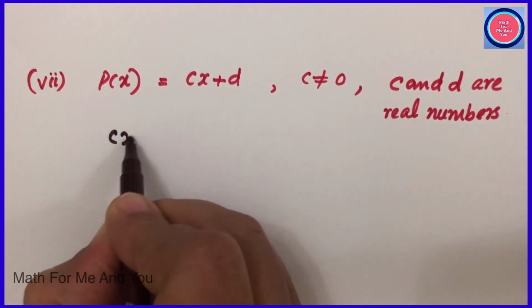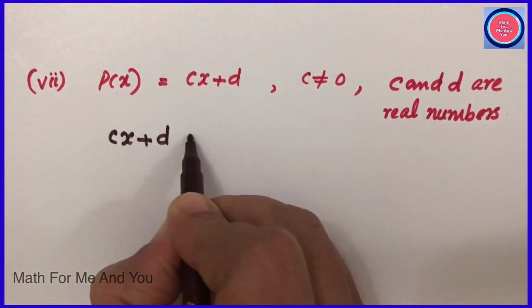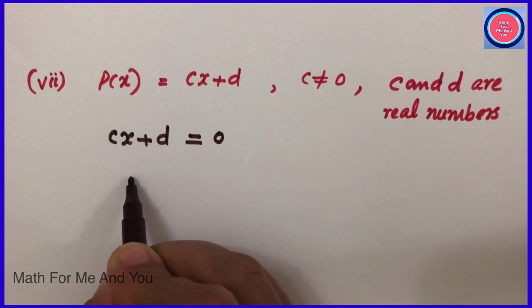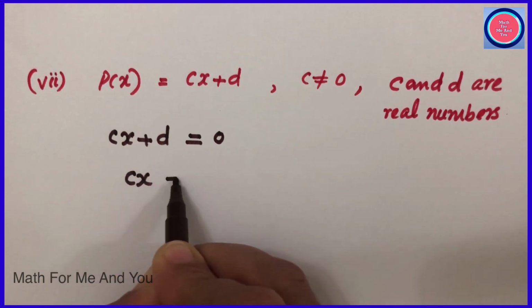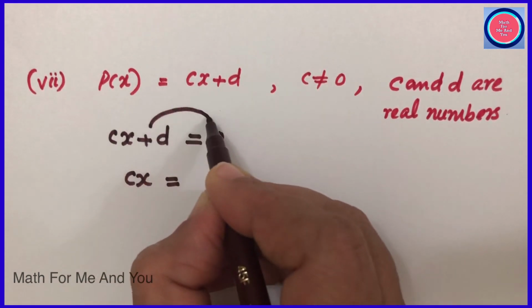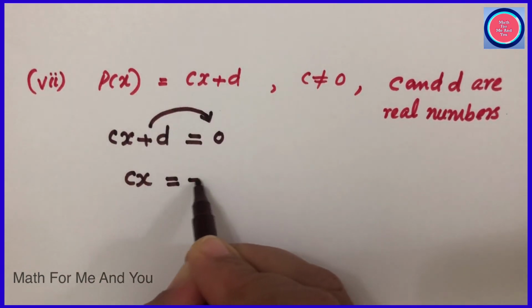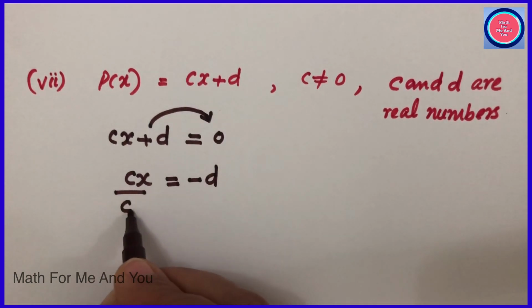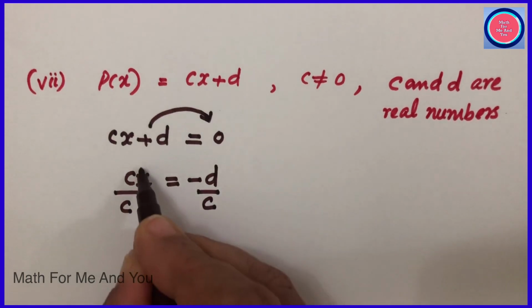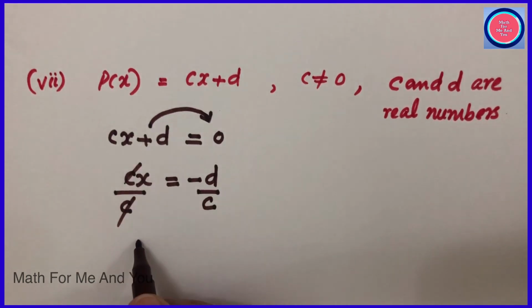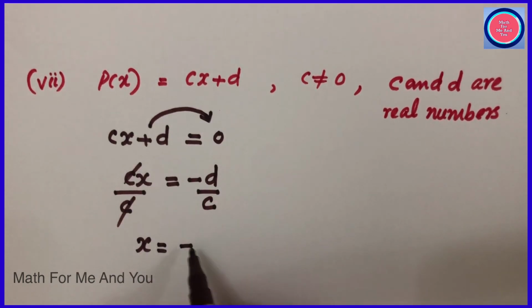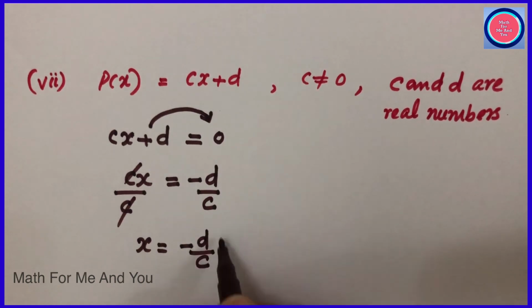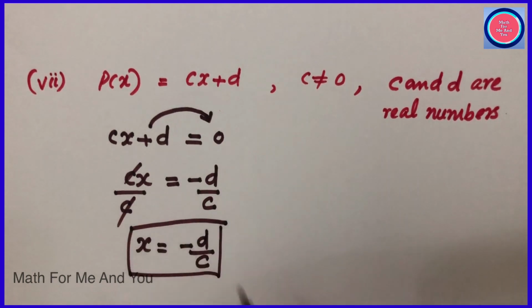Next one, p of x equals cx plus d. We are going to find the 0. So take the polynomial equal to 0. Cx plus d equals 0. Then move d to the right side, it becomes minus d on the right side. Cx equals minus d. What is the value of x? Divide both sides by c. Then c and c cancel. X equals minus d over c. And this is the zero of the polynomial cx plus d.